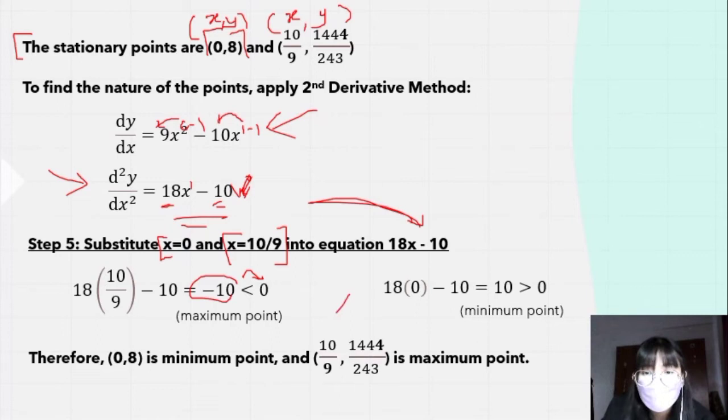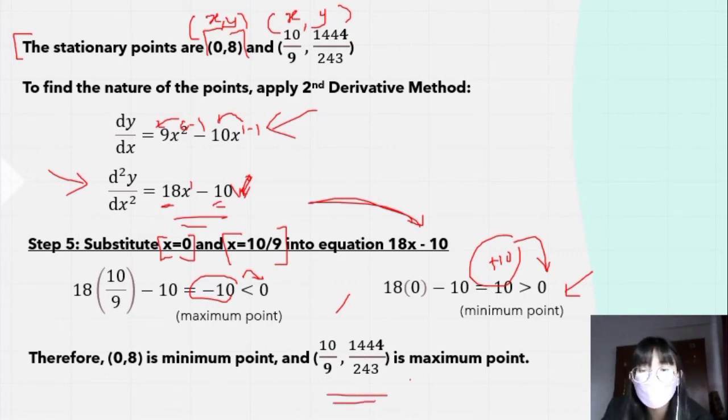And then next, substitute x with 0. So 18 in bracket 0 minus 10, we will get positive 10. Since positive 10 is bigger than 0, this will be our minimum point. So therefore, (0, 8) is the minimum point, and (10 over 9, 1444 over 243) will be our maximum point.